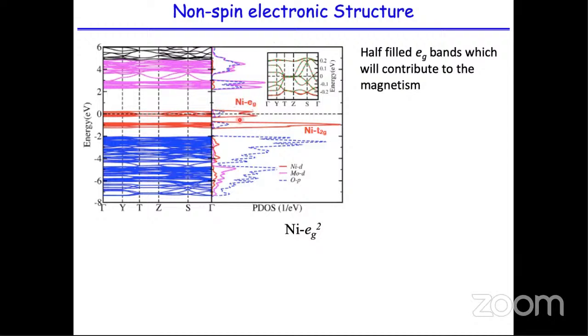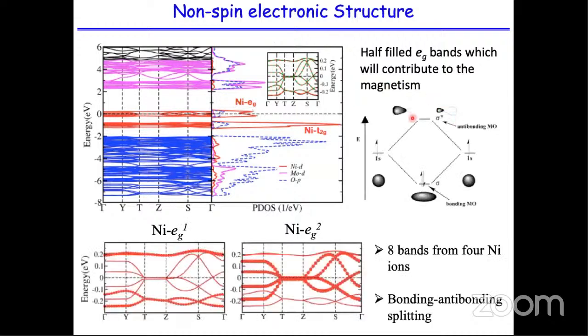Now, this is half-filled, there are 4 nickel in the unit cell. So we observe there are 8 bands near the Fermi level, which we have treated here with DFT plus U, which we'll discuss. What you see, these eg bands are possibly the main bands which will contribute to the magnetism. So that's the reason we wanted to see what the hopping strength is between these eg states, and we also wanted to see the nature of the fat bands of the eg state.